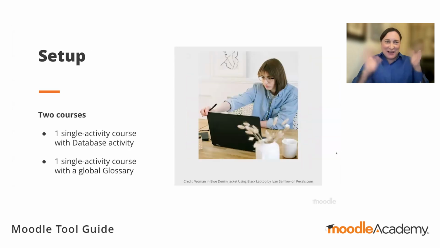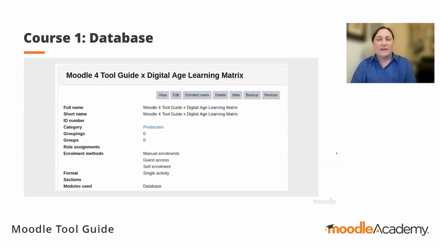So in terms of setup, how did I do it? There are two courses. There's one single activity course with the database activity and one single activity course with the glossary activity. And this is just a little overview of the first one. You can see my full name and short name are the same. It's a personal preference for me to almost always have them the same. I've got guest access, and then I've also got self-enrollment.